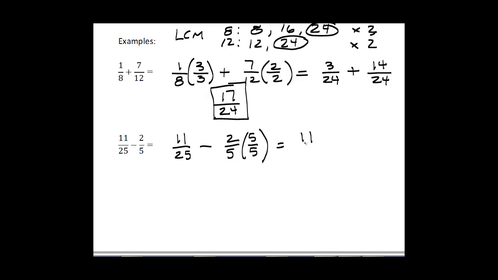So now I have 11/25 minus 10/25. I subtract my numerators. 11 minus 10 is 1, and my denominator stays the same, 1/25. And that can't be reduced, and so we're done with that one.